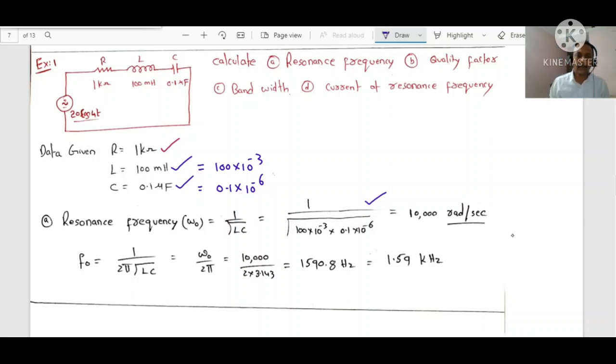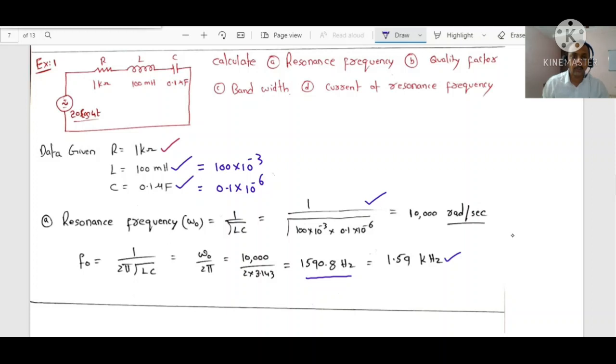Now here, f naught equal to 1 by 2 pi root LC. This is nothing but omega naught by 2 pi. Already we know that. So we will get 1590.8 Hz. Better express it in kilohertz. So it is simply 1.59 kilohertz. Clear?